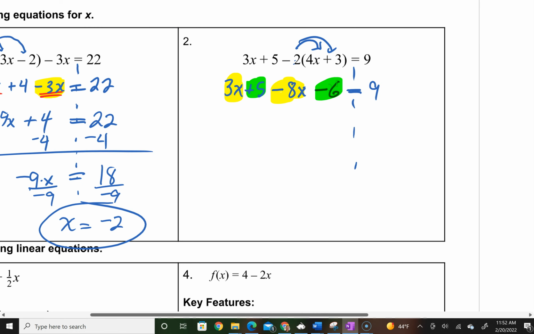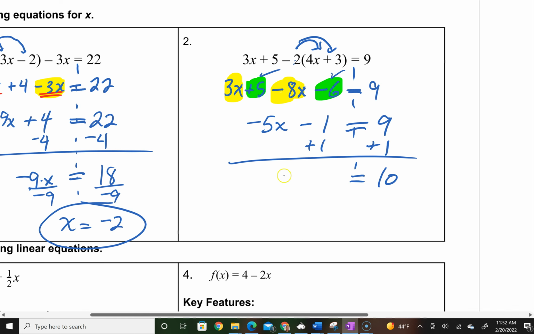You can see really we've got like terms involving x. That's your 3x minus 8x. 3 minus 8 is negative 5. That's negative 5x. And here's a 5 and a minus 6. 5 minus 6 would be a negative 1. And very quickly we've moved on to having a much simpler equation. At this point, we can add a 1 to both sides. 9 plus 1 is a 10. And then we can divide by negative 5. X will equal negative 2. So if you needed a refresher with solving equations, hopefully this has helped.